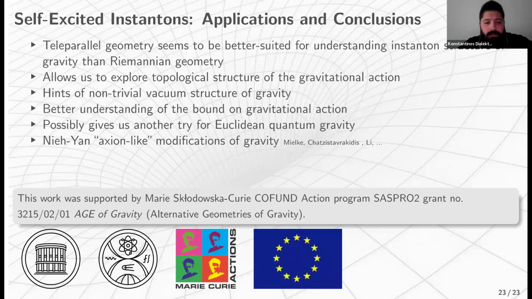From the conclusions only. I understood that there's no analog for the BPS bound here, right? So in the teleparallel gravity, you will not be able to say that these solutions are dominant contributions to the path integral, right? Yes. In the second to last point here, you say that it gives us another try for Euclidean quantum gravity. In what sense? Because it simplifies the language between... I mean, it makes it resemble more Yang-Mills, or why?